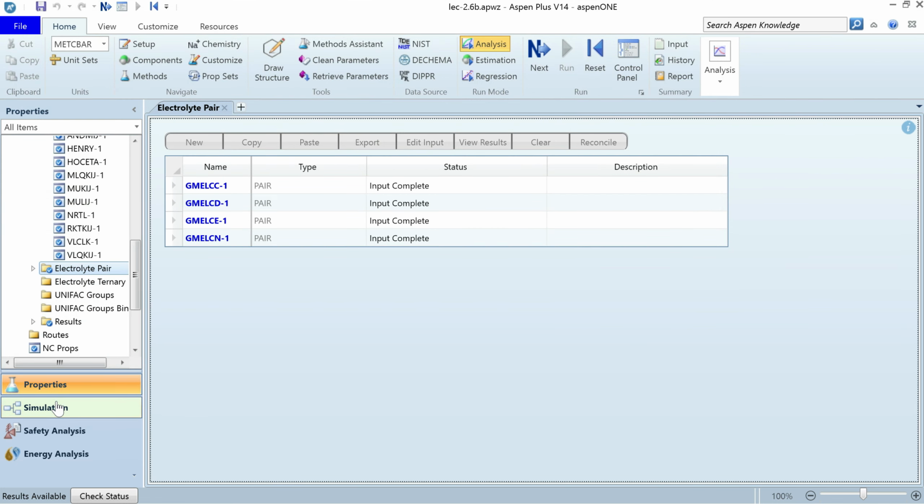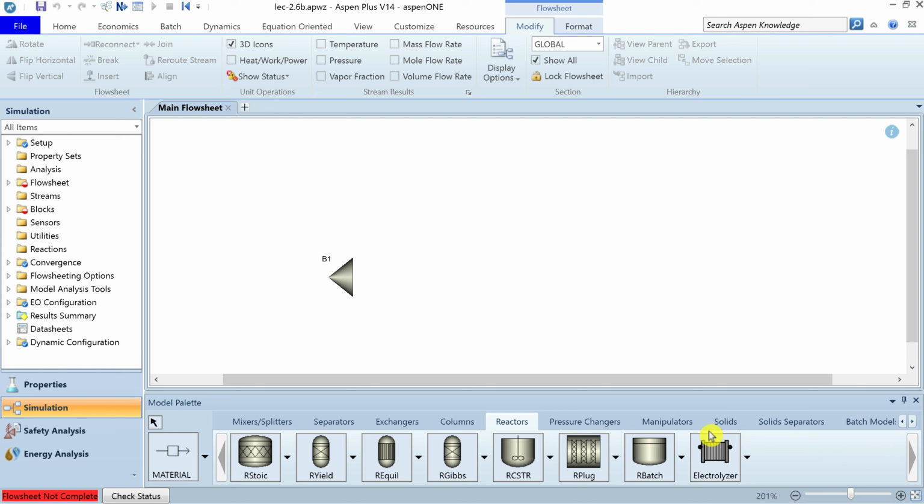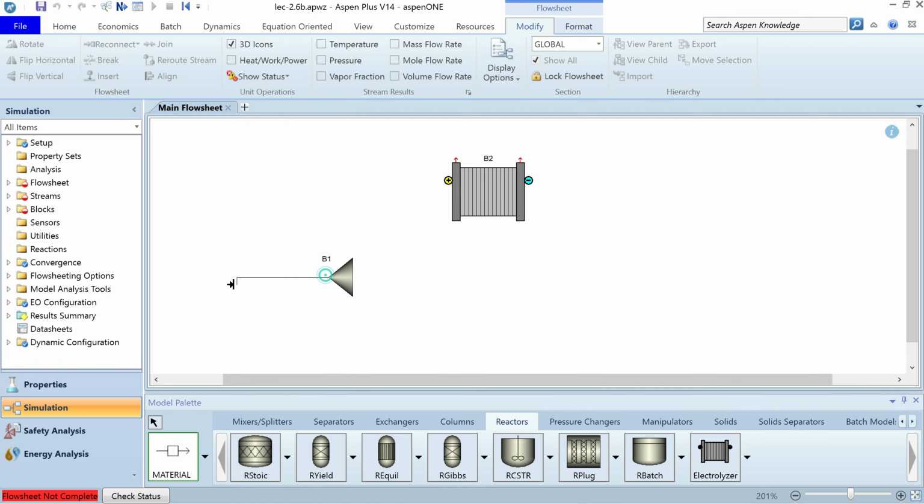Let's move to the simulation environment. First, draw the flowsheet, for which we need a splitter and the electrolyzer block from the reactor palette. Connect all the streams. Now rename all the blocks and the streams.